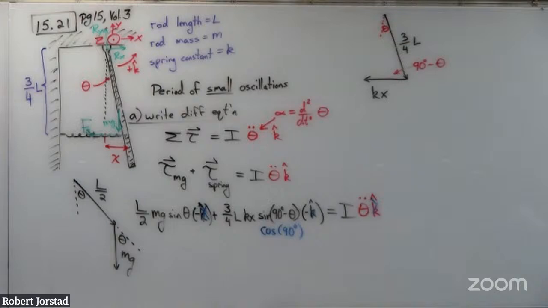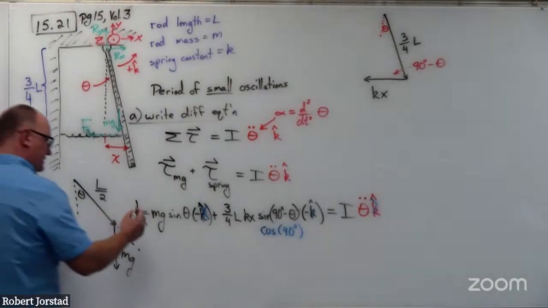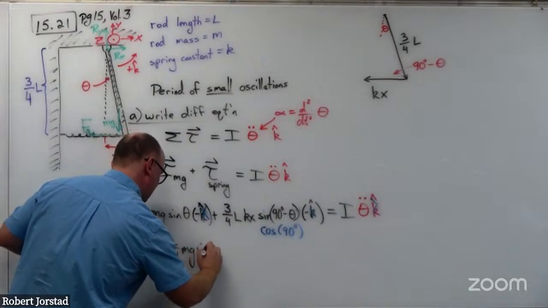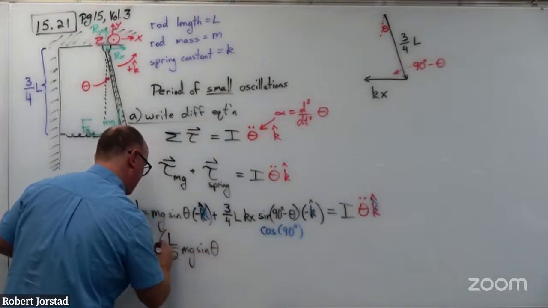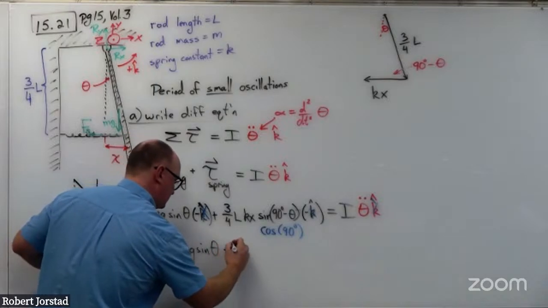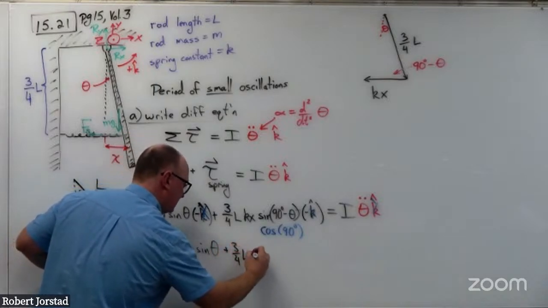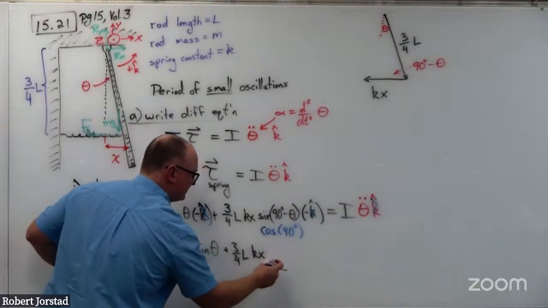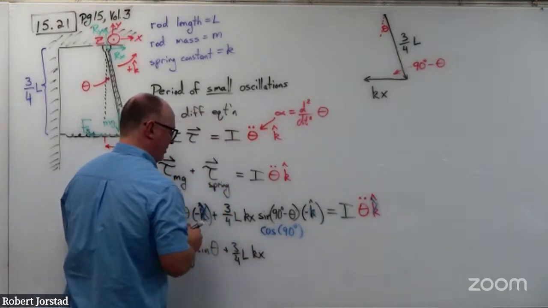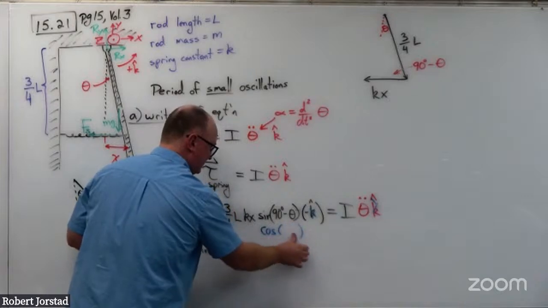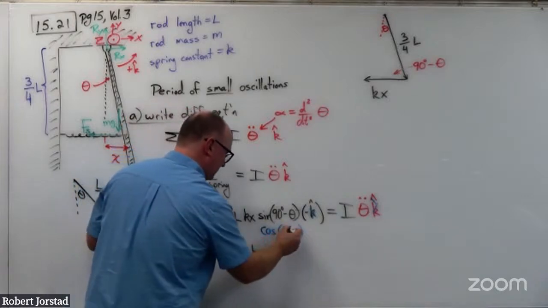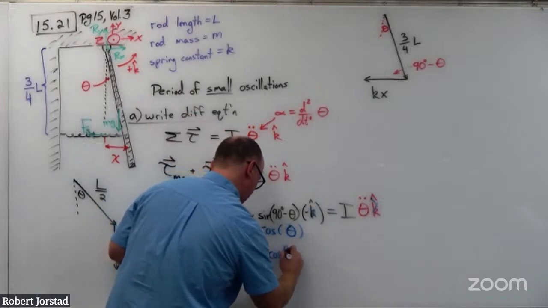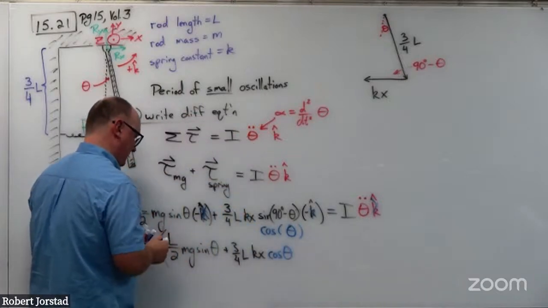And you might be thinking, oh man, we're in trouble here. Let's keep going. L over 2 mg sine theta plus 3/4 L kx. Whoops. It's not cosine 90. It's cosine theta. Sorry about that.